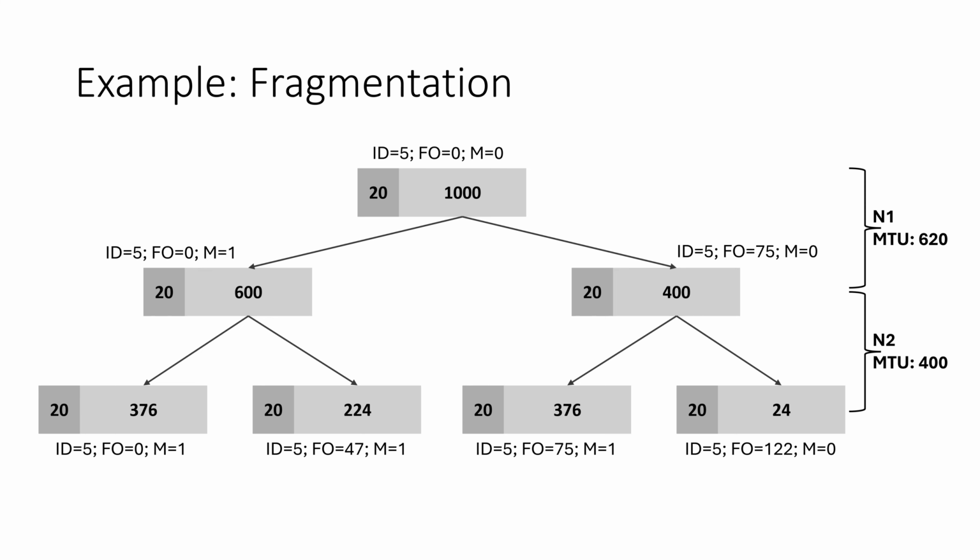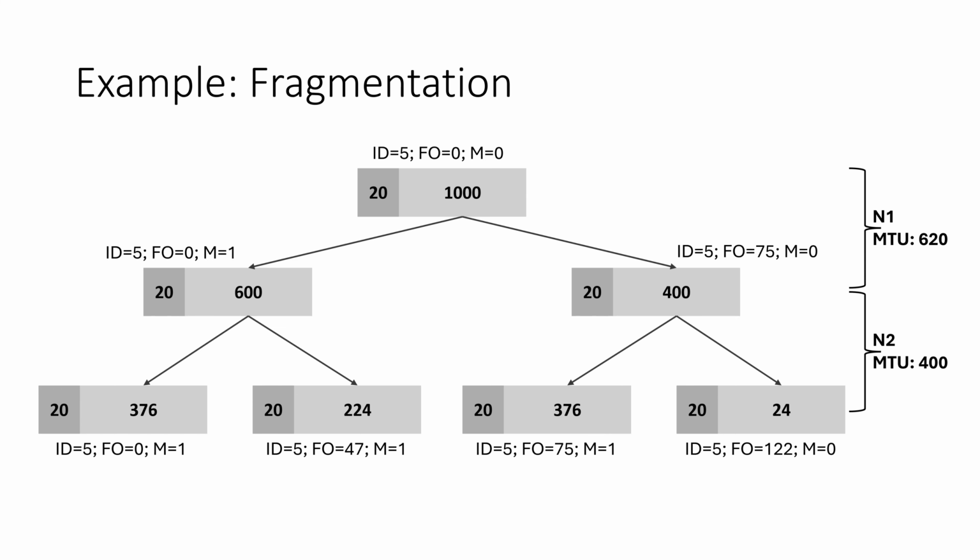So we can create a new fragment carrying 376 bytes of data with a 20 byte header. Its fragment offset remains 0 and the M bit is still 1 since there's more data remaining. Then the remaining data in this fragment is 600 minus 376, which is 224 bytes. This becomes the next fragment. It gets its own header and an FO value of 376 divided by 8, which is 47, and an M bit of 1 because more fragments are still expected.